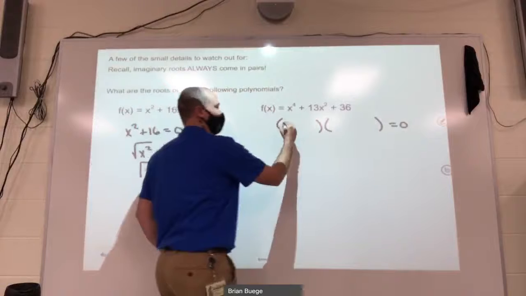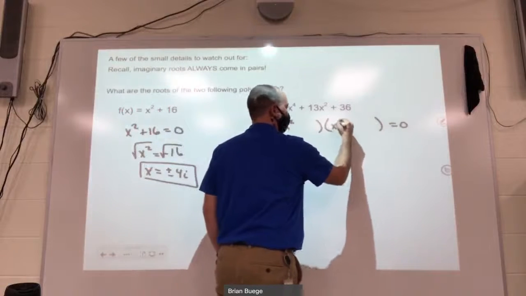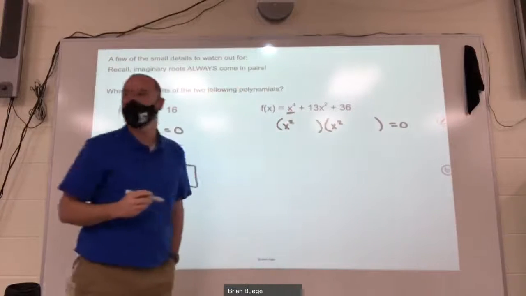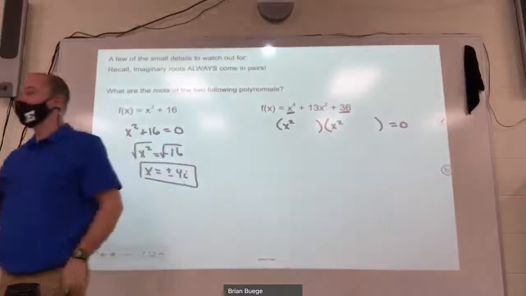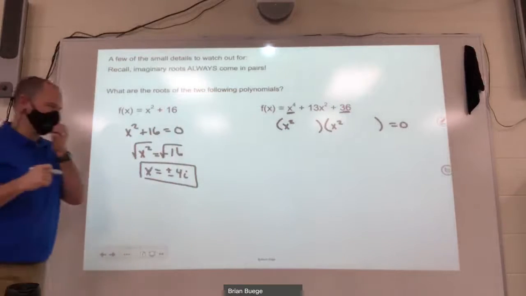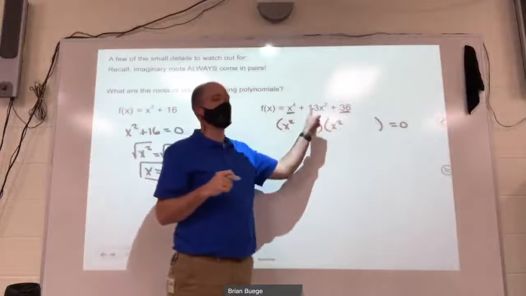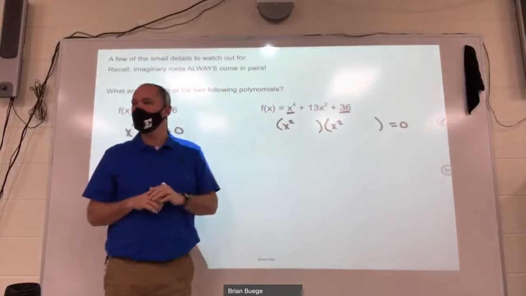x to the fourth is x squared times x squared. Always start with the factors of the first term. Then you go to the other end, factors of your constant term. Now, there's quite a few factors of 36. You want the factors of 36 in this case that will add to 13. Anybody tell me what they are?